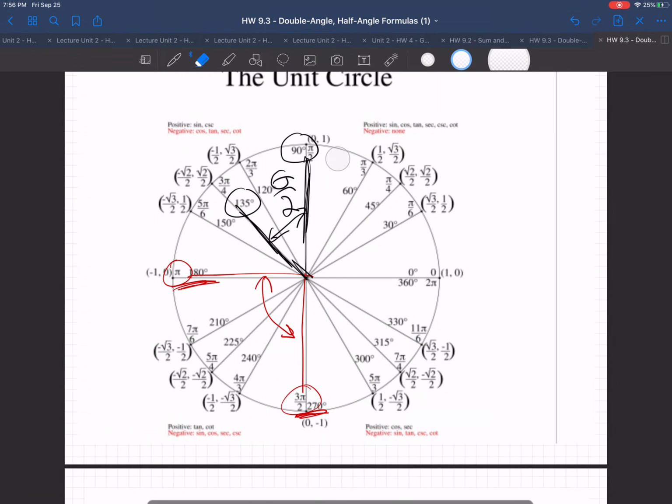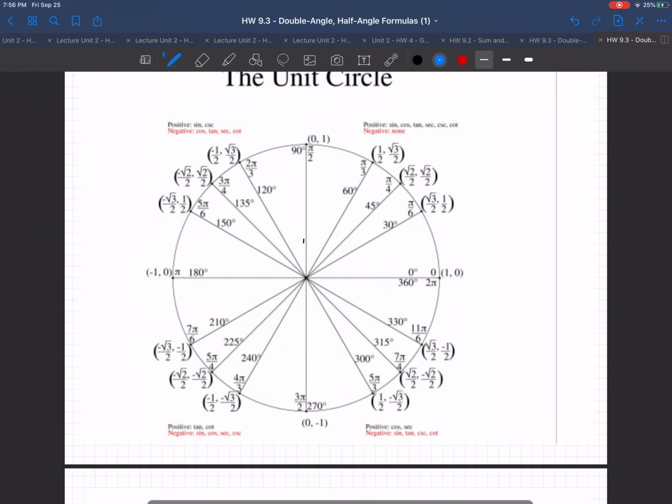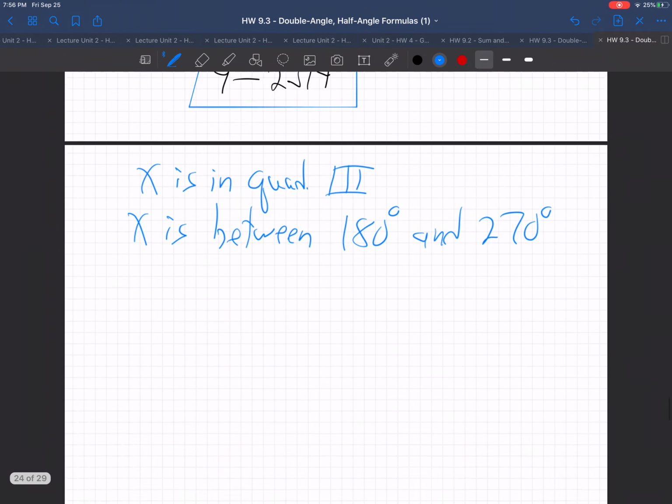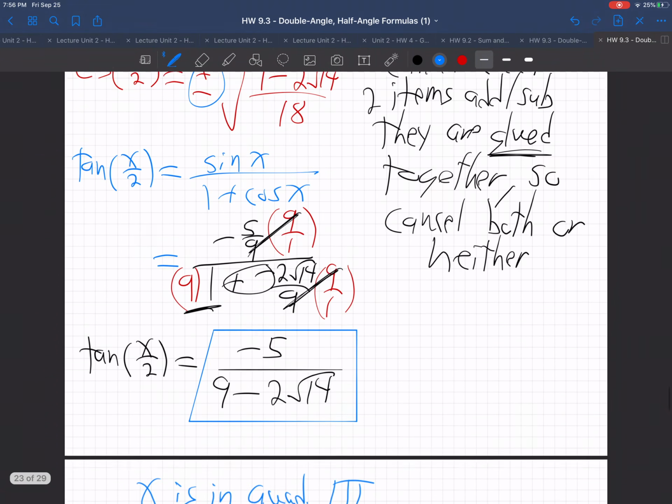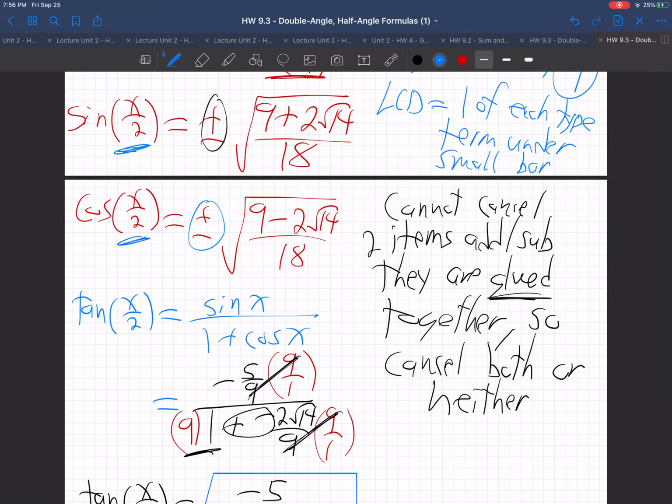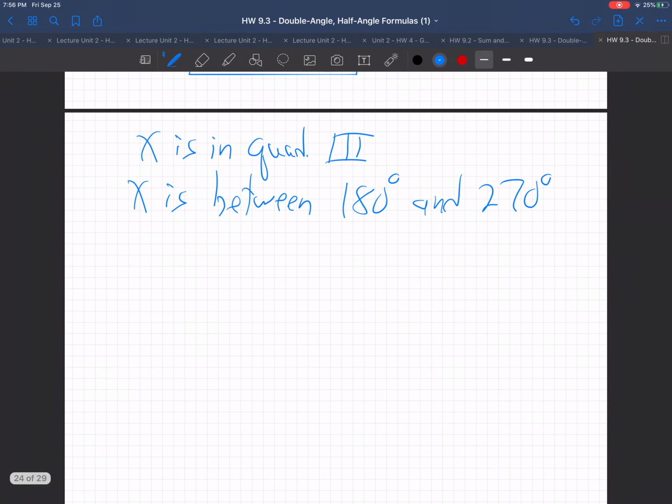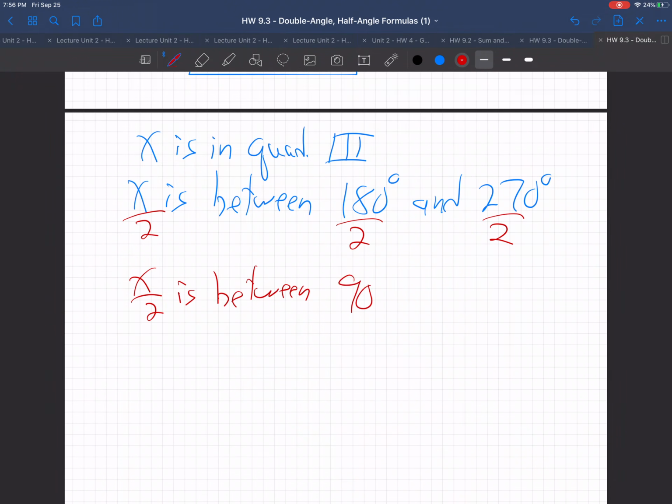Let me erase what's already there and look at it. So quadrant 3 is between boom and boom, right? This is quadrant 3, between 180 and 270 in quadrant number 3. Okay, so x is, but we are talking about sine of x over 2 and cosine of x over 2, so we got to cut that in half. So if x is between 180 and 270, cut this whole sentence in half. Then x over 2, if x is between 180 and 270, then half of that amount is between 90 and 135.